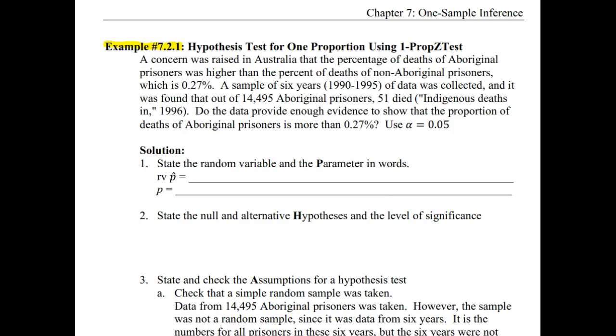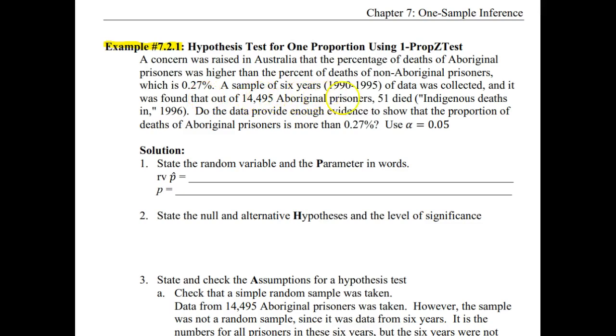All right, so looking at an example in context with these steps. Example 7.2.1 is a hypothesis test for one proportion using the one proportion z-test. A concern was raised in Australia that the percentage of deaths of Aboriginal prisoners was higher than the percent of deaths of non-Aboriginal prisoners, which was 0.27%.